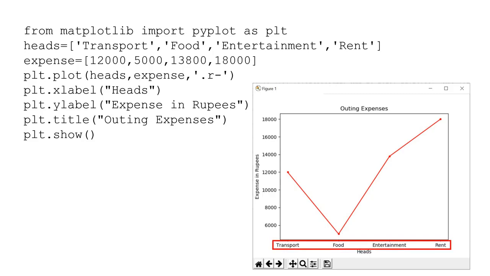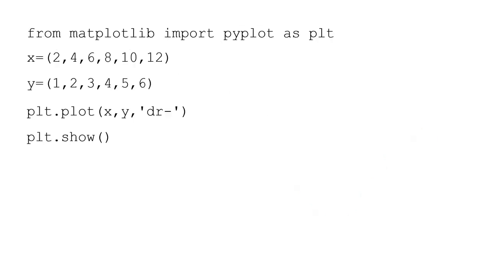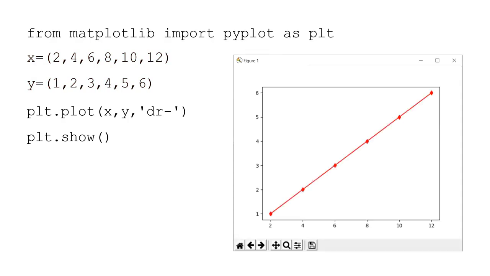Let me remind you that arguments to the plot function can also be tuples instead of lists. Let us see an example. Here x and y are tuples. This code will produce this output. So this was about plotting points and lines and curves.